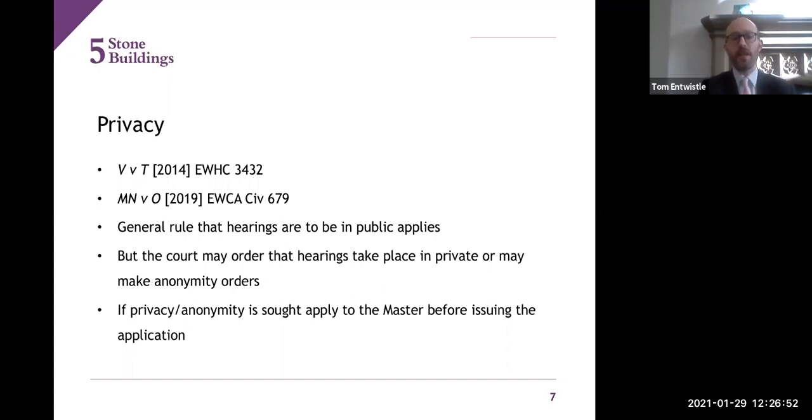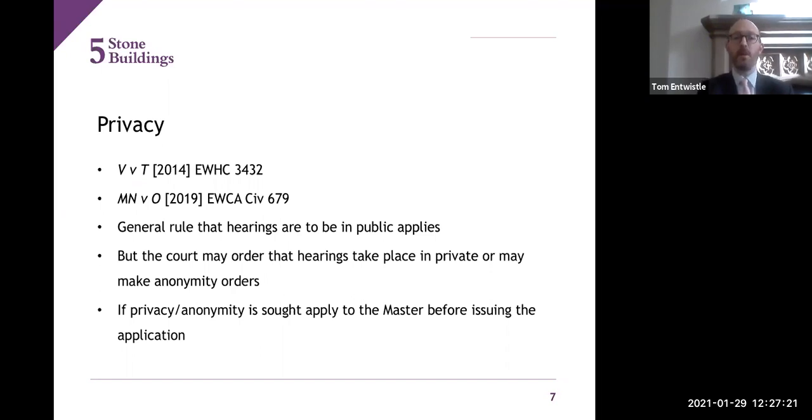So it's clear, I think, from these cases that the courts will not make privacy orders on VTA applications simply as a matter of course, as perhaps used to be the case at one time. But in practice, they are still quite often made. And even if a full privacy order isn't available, the court will often be prepared to make an anonymity order, which in practice is usually good.